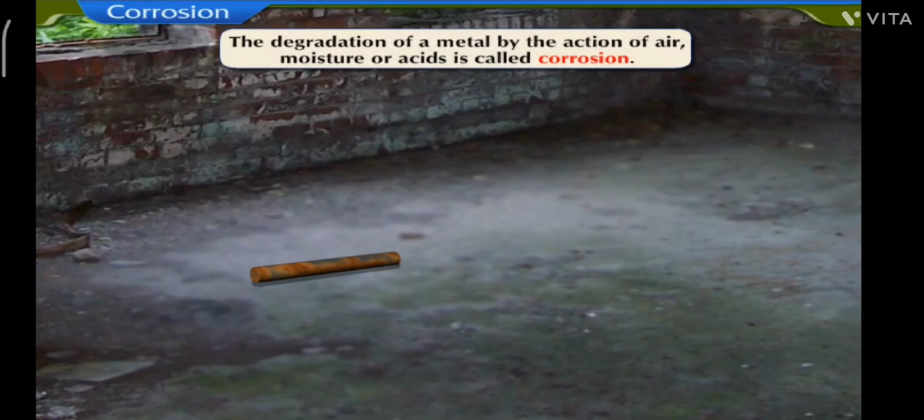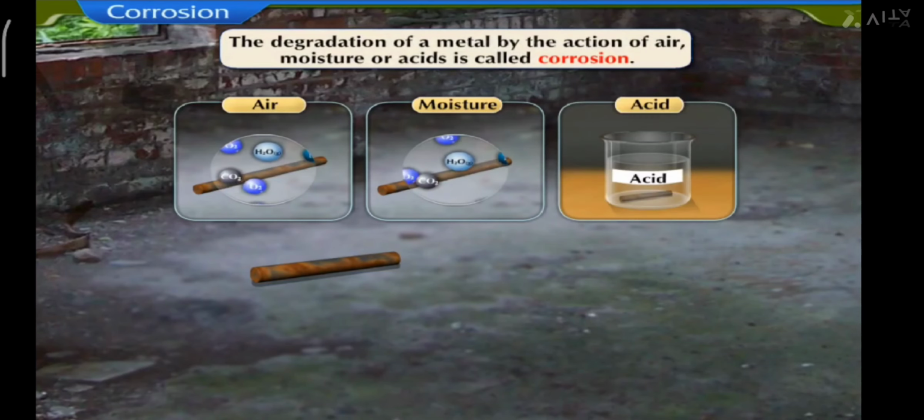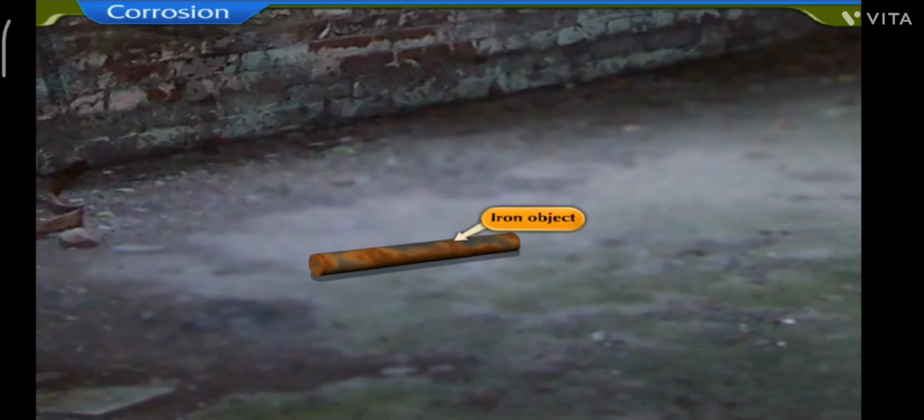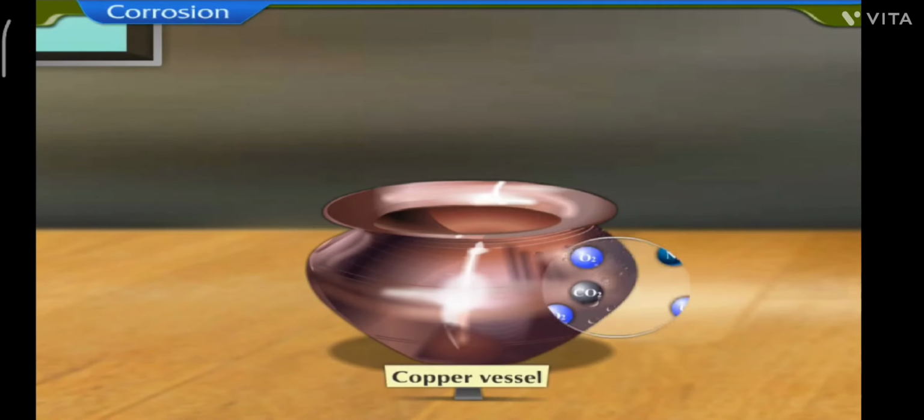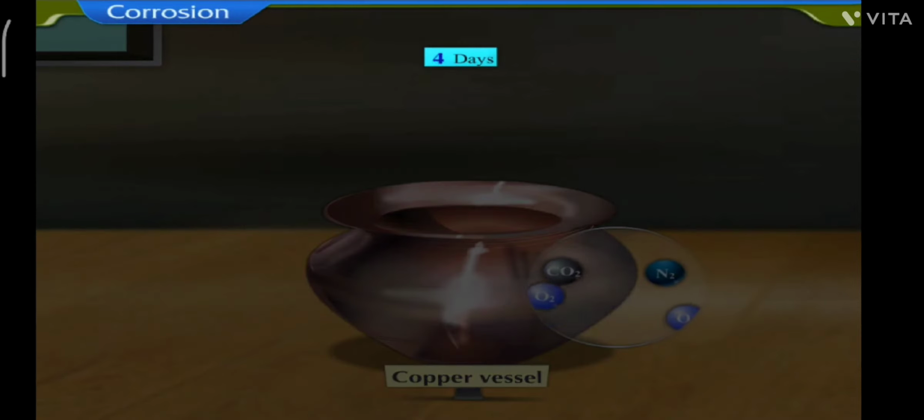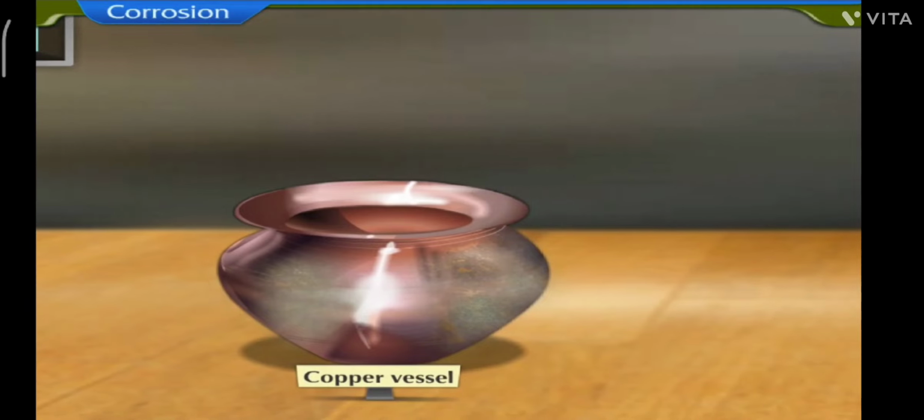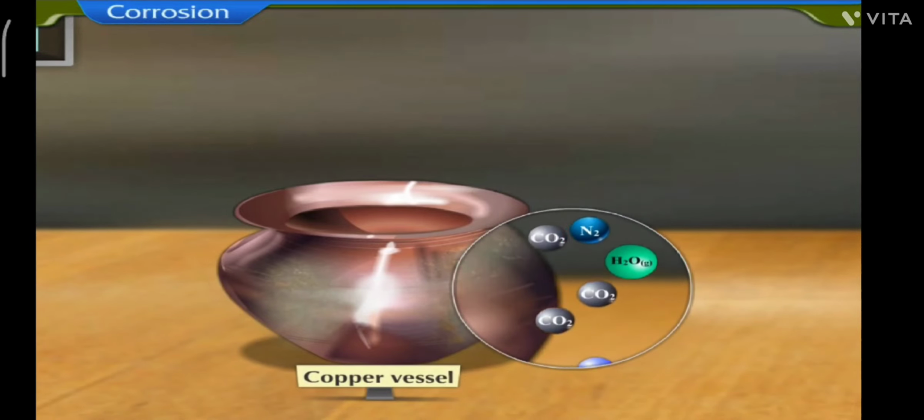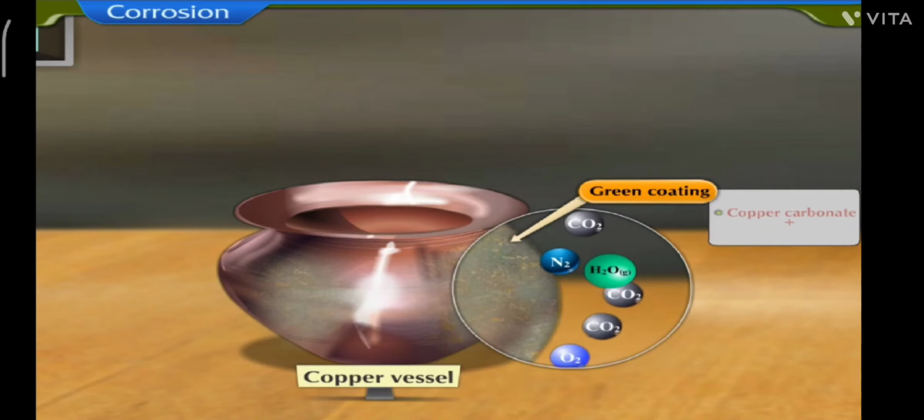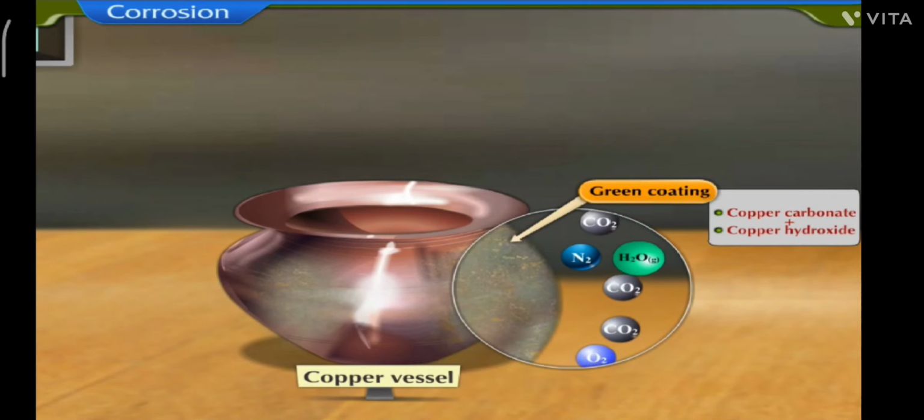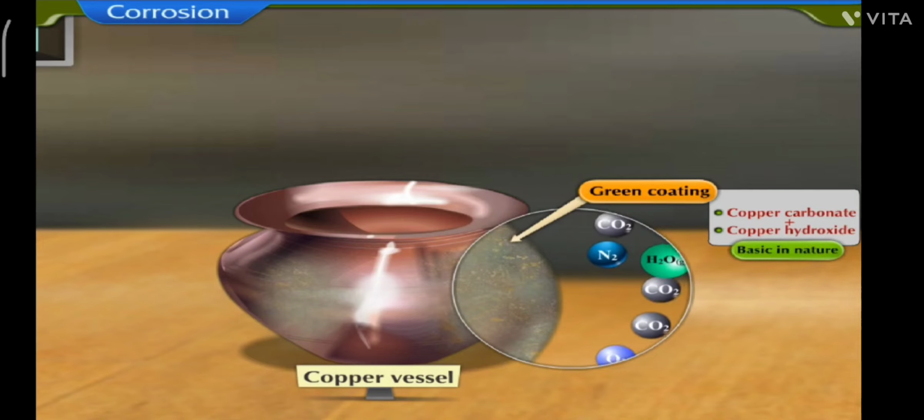The degradation of a metal by the action of air, moisture or acids is called corrosion. When an iron object corrodes, a red-brown layer is formed on the metal surface. This is called rust. Copper objects also lose their shine when exposed to damp air for a long time. Copper reacts slowly with the carbon dioxide and water from the air to form a green coating. This coat is actually a mixture of copper carbonate and copper hydroxide. Therefore, it is basic in nature.